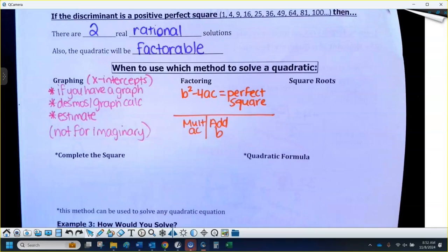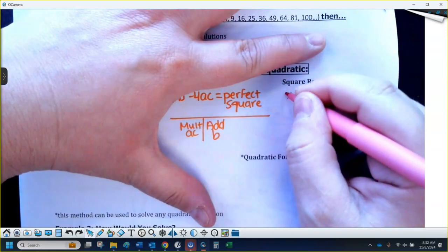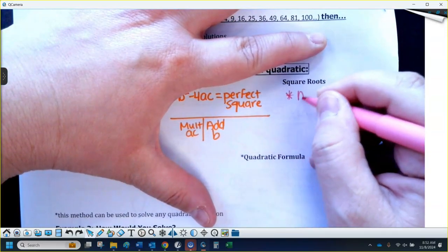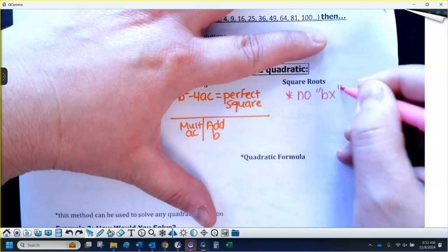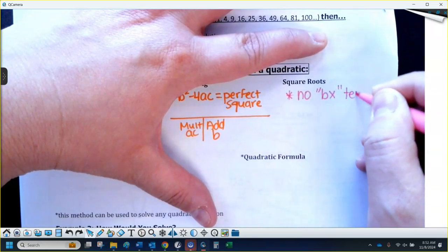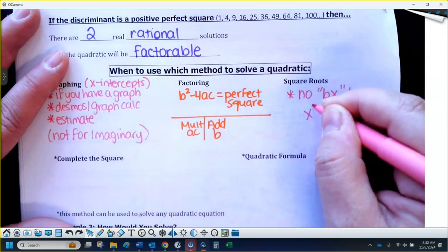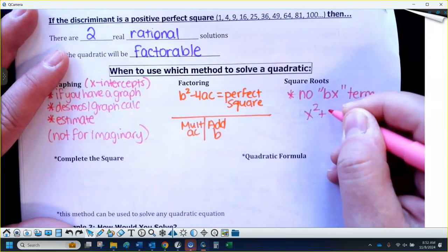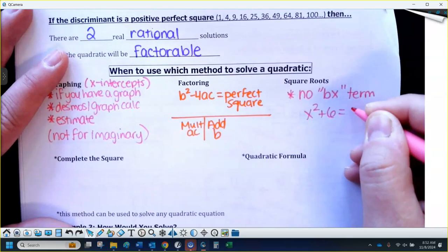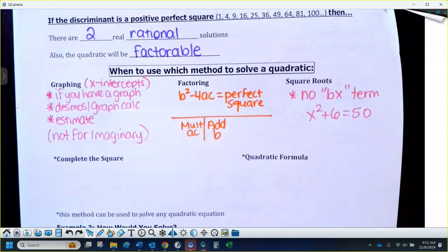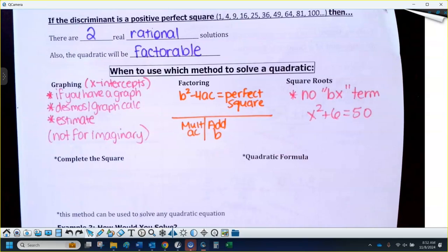All right, square roots. There's 2 situations. And I'll just give you a little example. So, like we have no linear term, I'm going to put b times x. So a situation like that, like maybe we have, I don't know, x squared plus 6 equals 50 or something like that. I can get x by itself there just by subtracting 6 and taking the square root. There's no linear term for me to have to worry about.